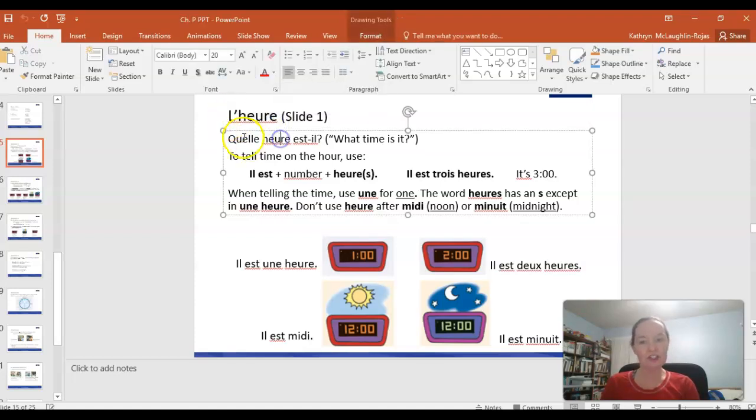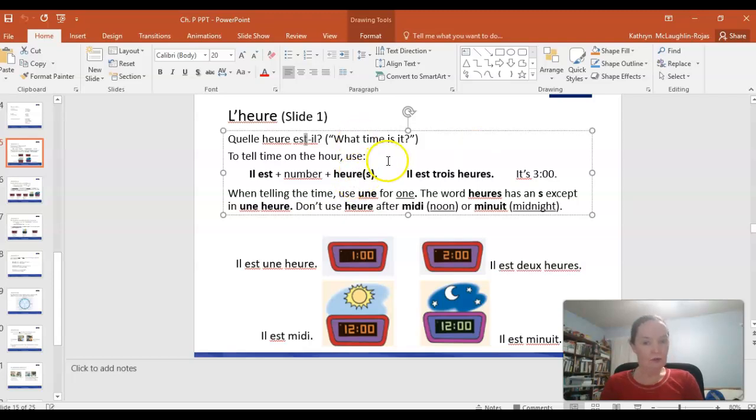So the first question we need to understand before we get into this topic a little further is, quelle heure est-il? So, what hour is it? Or what time is it? Notice that the T at the end of the verb est is pronounced because it's connected to il, which begins with a vowel right after it. Quelle heure est-il? Okay, so I'll give you a chance to go ahead and practice asking that question yourself. Quelle heure est-il?